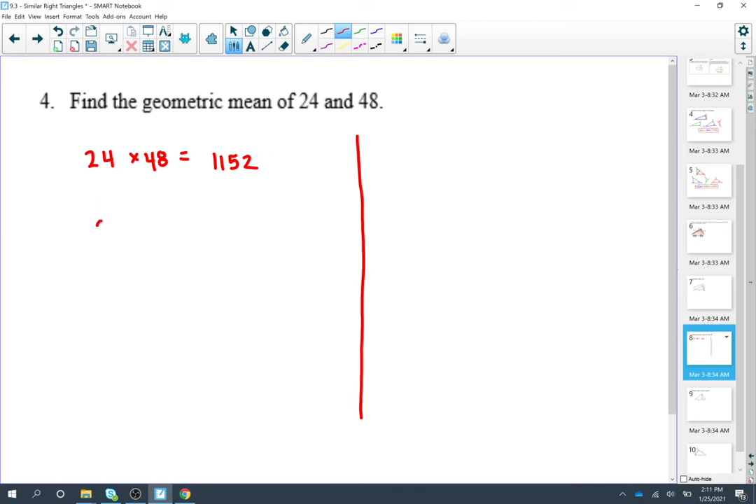So because it's two numbers, that means we're going to take the square root, which is going to get us 24 times the square root of 2. And we can leave it exactly like that, or if we wanted to approximate it, that would get us roughly 33.94.